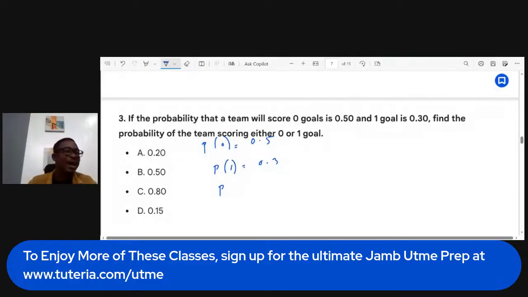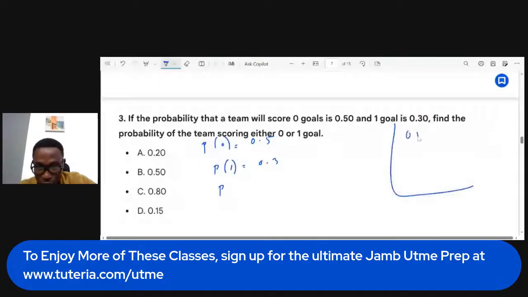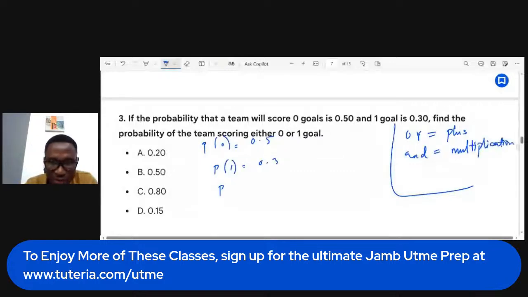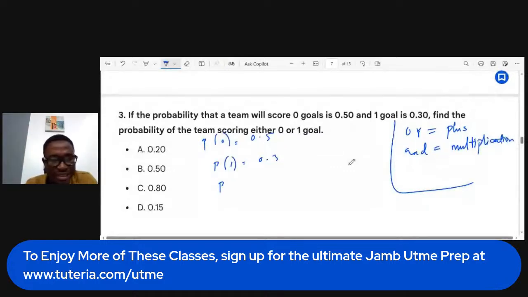So whenever you see either in probability, either will mean this one will happen or that one will happen. Either means or, right? Either 0 or 1. Or in probability is plus. And in probability is times. Please, someone should note this. It's very important for your JAMB exam. Whenever you see or in any probability question, it means add the probabilities together. It means plus. And means multiplication. Please never forget this.